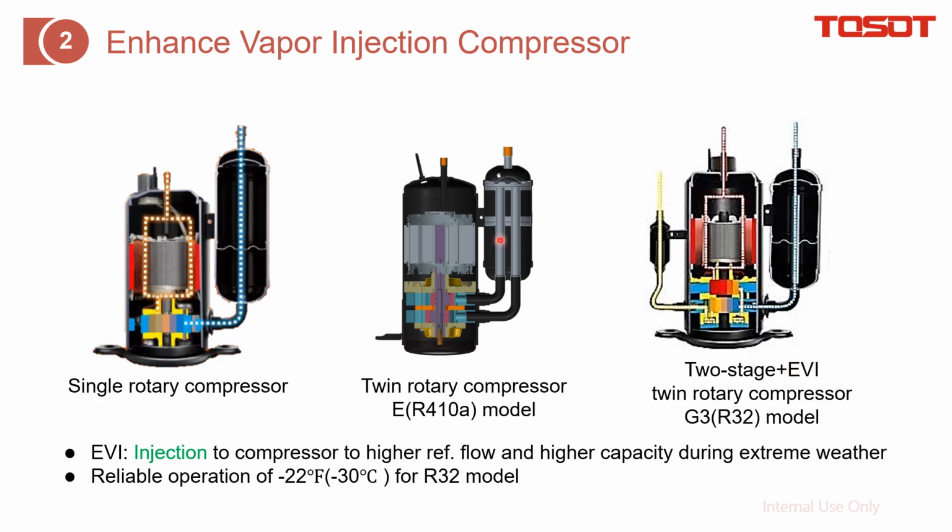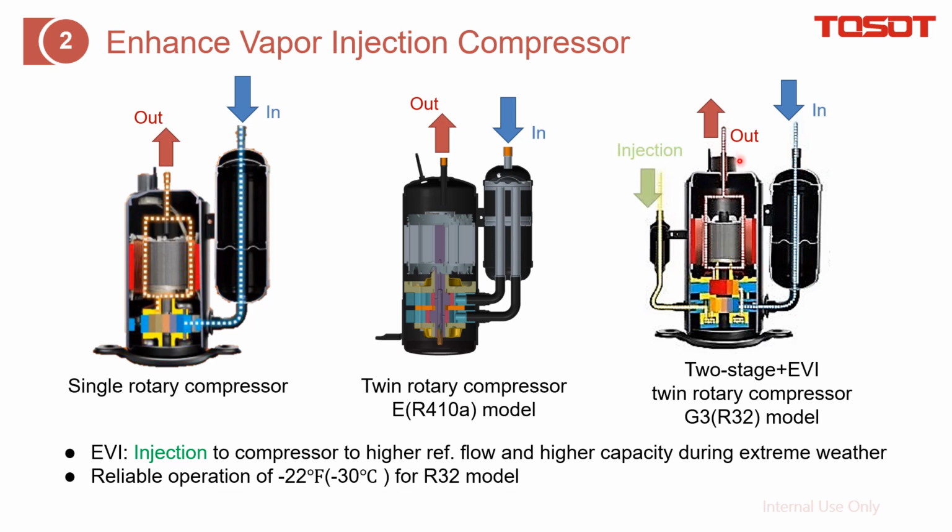For the regular compressor, there is only one in and one out, right? And for the EVI compressor, there is another inlet that works in low temperature heating. When we detect that the outdoor ambient temperature is low, we introduce more refrigerant from here to get into here to compress, which can increase the refrigerant flow rate, which increases the heating performance.